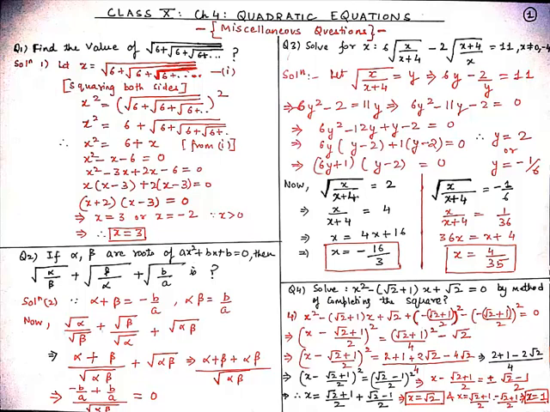So from here we form a quadratic equation which is 6y² - 11y - 2 = 0. Now by splitting the middle term method, I can write it as 6y² - 12y + y - 2 = 0. So from 6y² - 12y, 6y is taken as common and in bracket we get (y - 2). And from y - 2, plus 1 is taken as common and in bracket we get (y - 2), which is equal to 0.